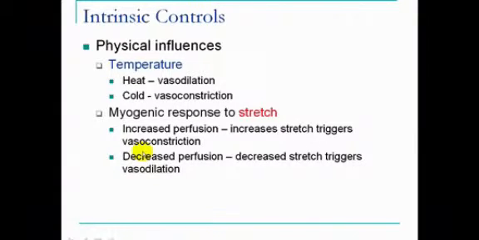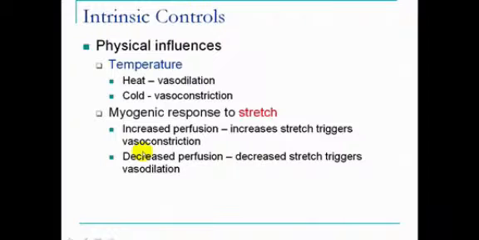Some other physical influences can happen. Temperature: heat will cause vasodilation, and cold will cause vasoconstriction of a blood vessel. And then there's what we call the myogenic response to stretch. This is a physical influence. When the smooth muscle of that vessel wall gets stretched, or there's lack of stretch, it can trigger vasoconstriction or vasodilation. If you have an increase in perfusion, which is flow of blood to that area, that's going to increase the stretch of the vessel wall, and what will happen is it will trigger vasoconstriction.